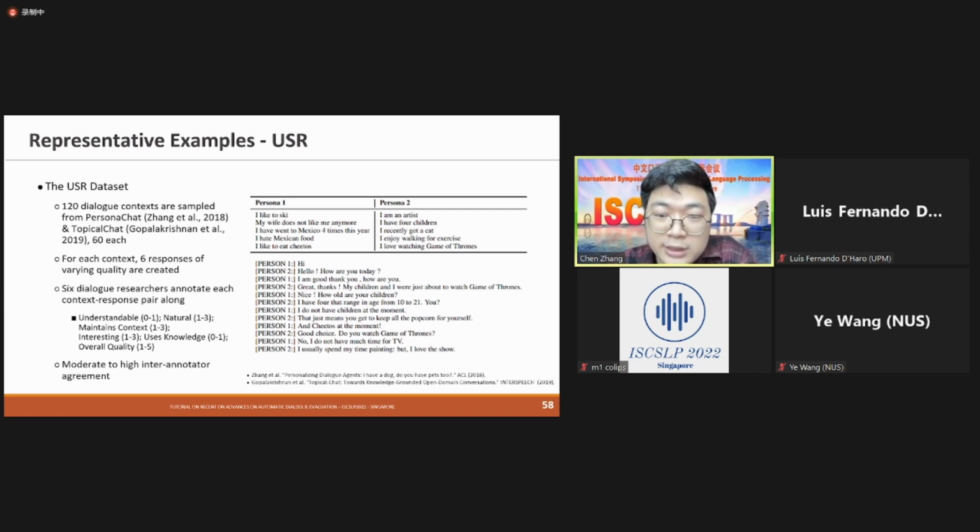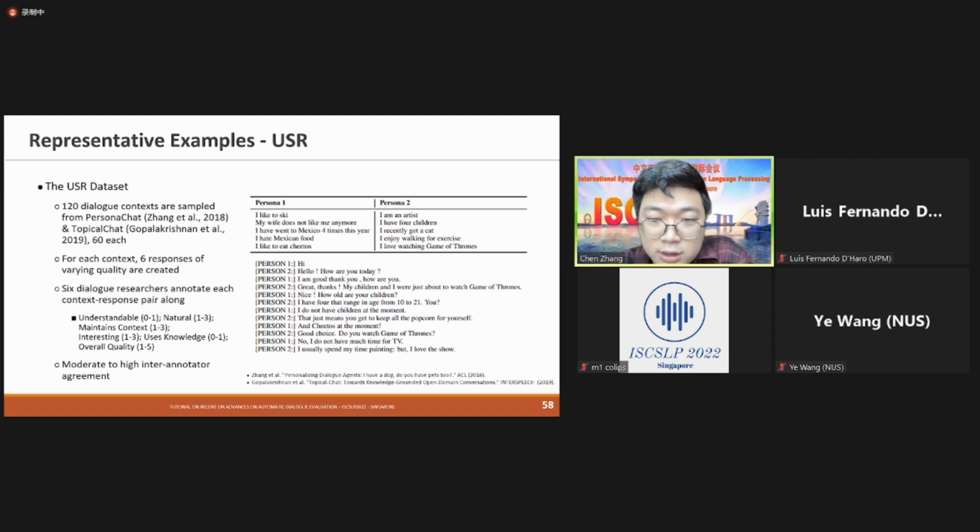So the authors basically sampled 120 dialogue contexts from Persona-Chat and the Topical-Chat introduced earlier. So we select 60 dialogue contexts from each dataset. For each context, they adopt a different set of generative models to generate 6 different responses of varying quality. Some responses are good, some are not good. Then there are 6 dialogue researchers. They annotate each context-response pair along the 6 fine-grained qualities introduced previously, like understandable. Then they score whether the response is understandable or not.